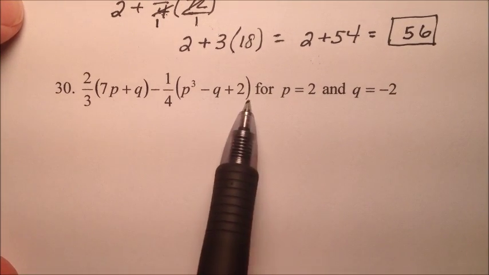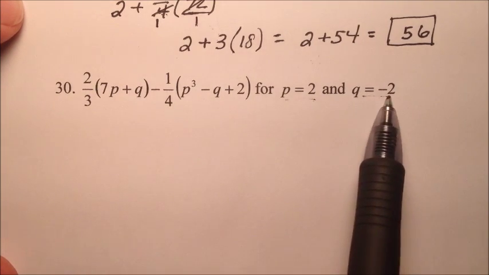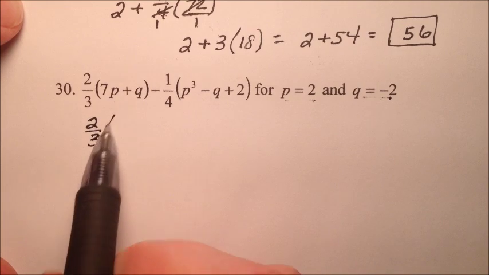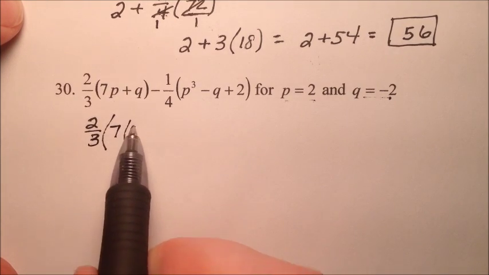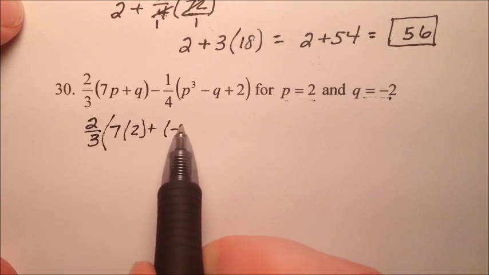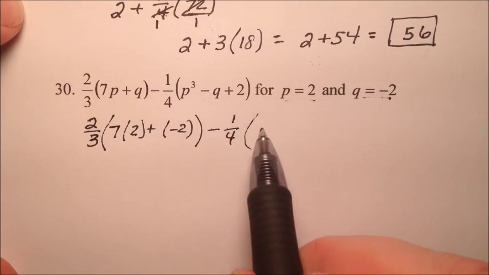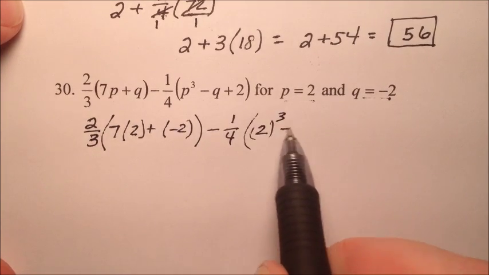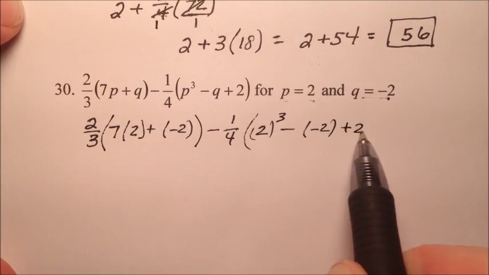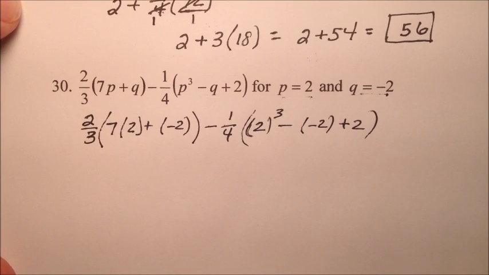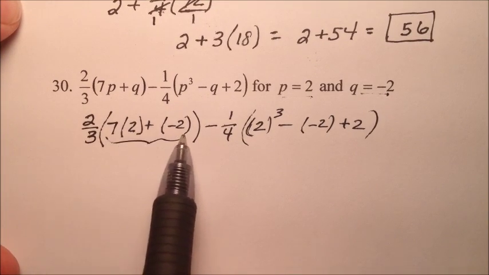We have p's and q's. Our p is 2, our q is negative 2. So we have 2/3 times 7p plus q minus 1/4 p cubed minus q plus 2. Okay, again, lots of stuff going on right here. So let's go ahead and work this guy right here.